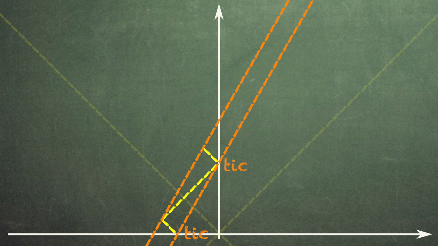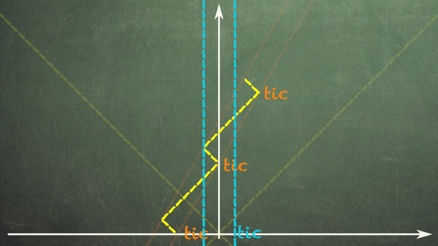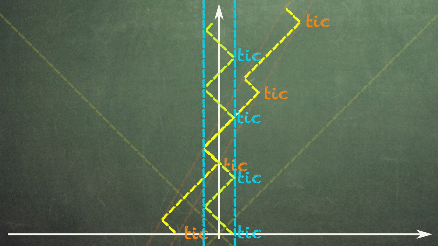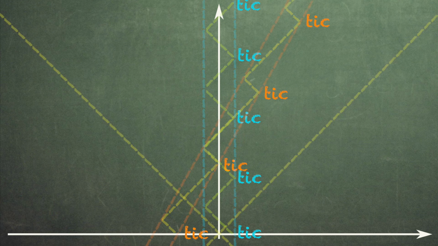But as you can see, when the light is moving left to right, the right end of the rectangle is moving away from the light. This means that it will take longer for the light to bounce back than it would if the rectangle was vertical. Since the time between two ticks is greater for the moving rectangle, this means that moving clocks tick slower.